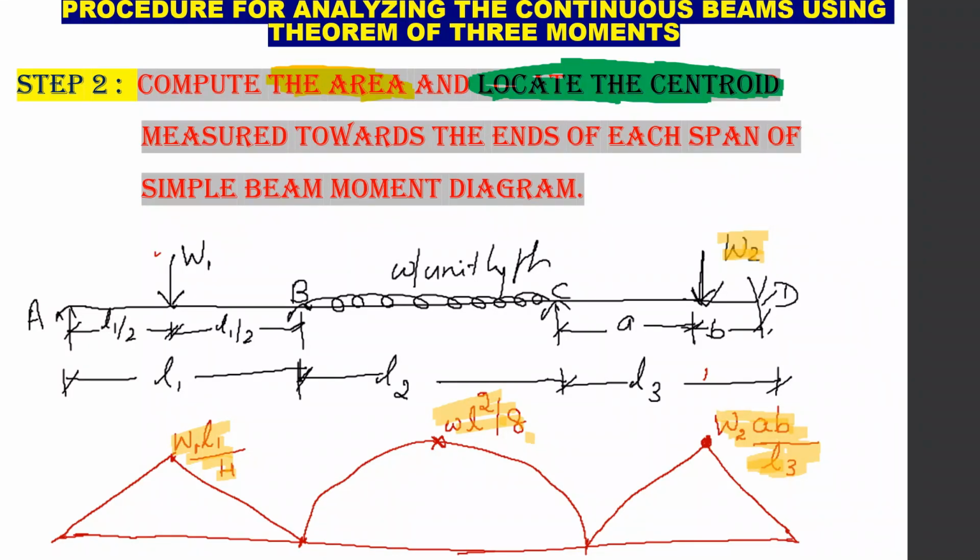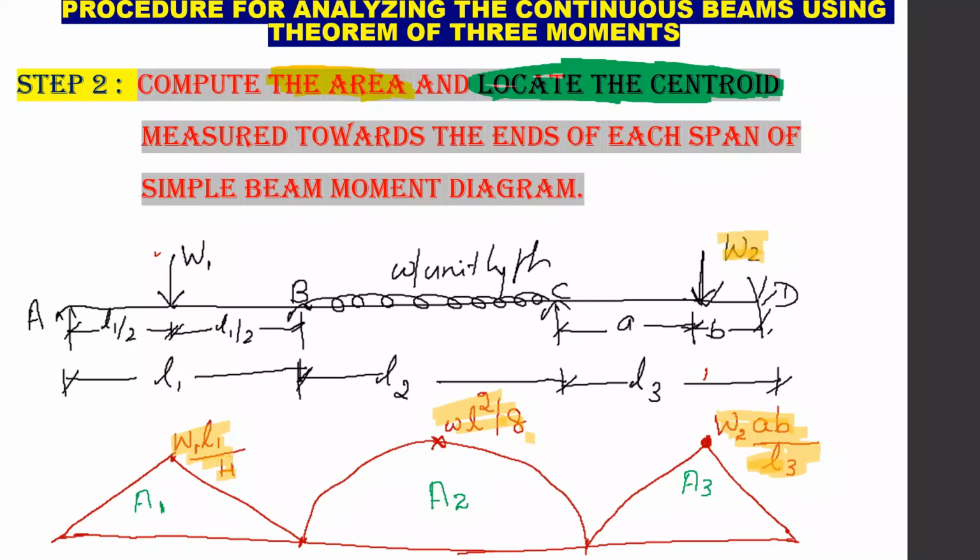In the first simple beam diagram, we will calculate the area as A1. In the second beam moment diagram, we will calculate the area as A2. And in the third diagram, we will calculate the area as A3. So calculate all the areas, A1, A2, A3. Also, now we will locate the centroid measured towards the end of each span.